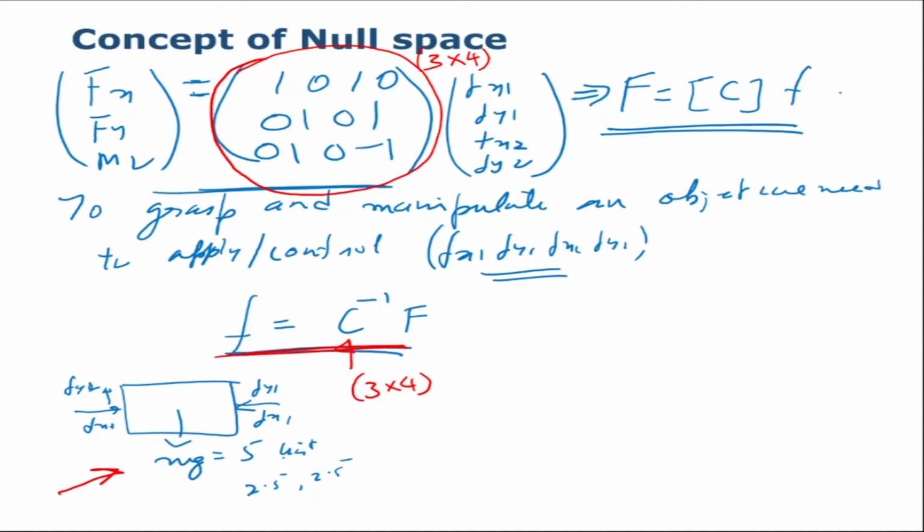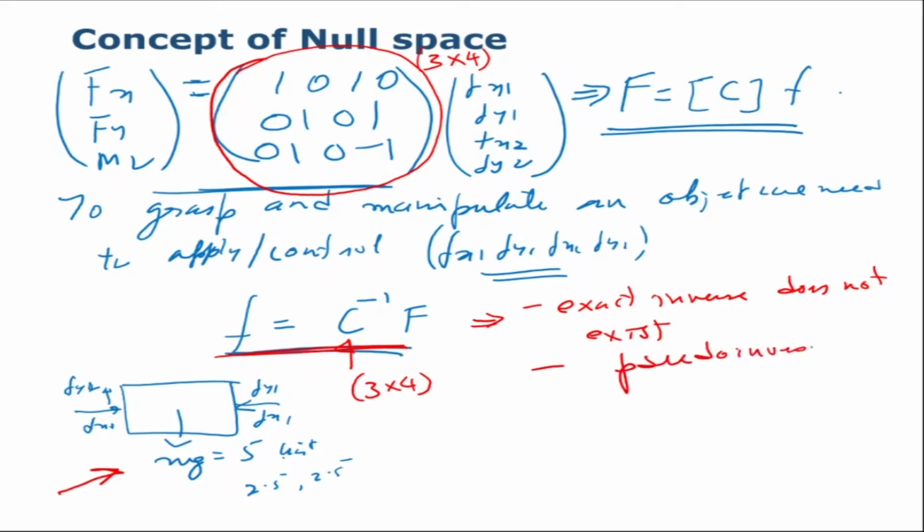So now what do I do? In this case, we cannot find the exact inverse. The exact inverse does not exist. So we find the pseudo inverse. Now the solution of this equation is f equal to C hash F plus (C hash C minus I) into lambda.